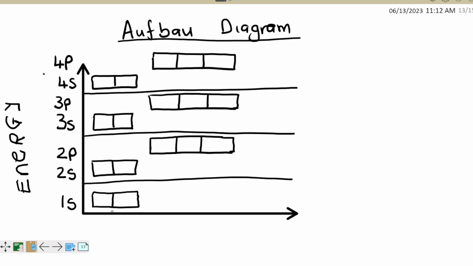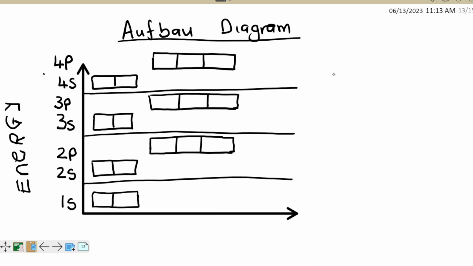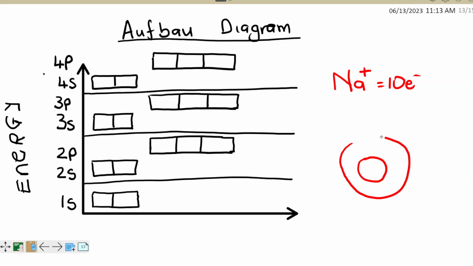The Aufbau diagram shows the energy levels in the orbitals of the electrons of the atom. Let me check what atom we're going to draw. We're going to draw a sodium ion. So this is the sodium ion that we want to draw in the Aufbau diagram. We said this sodium ion has 10 electrons. If we are drawing the Bohr model of this atom, it looks like this.